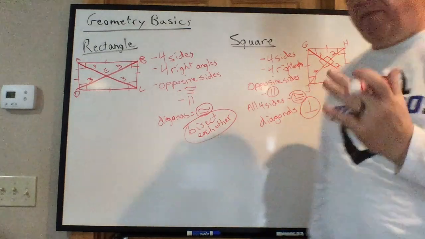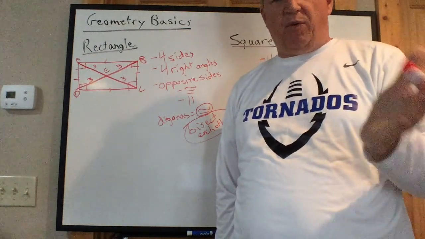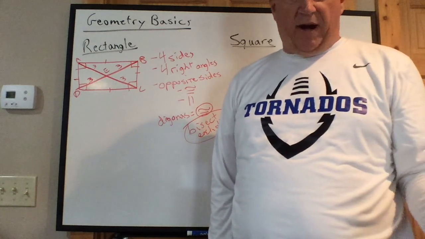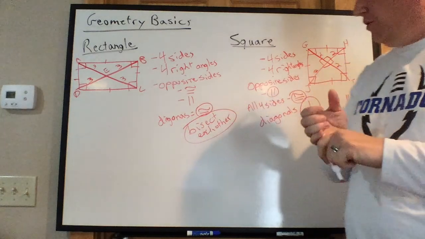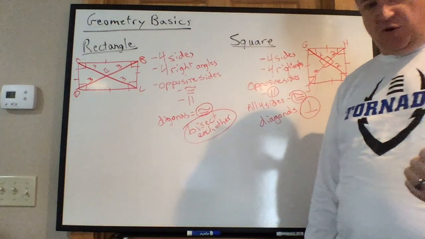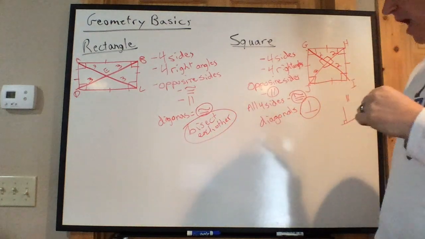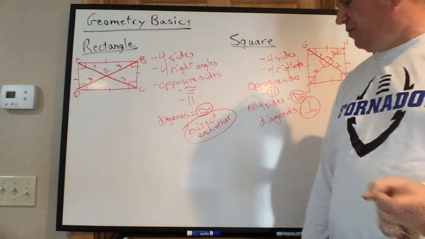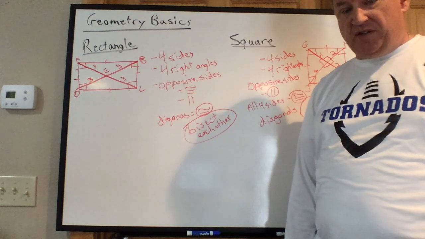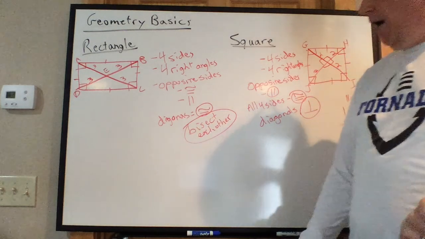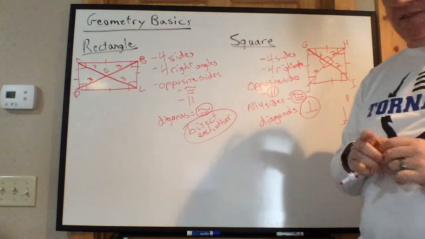So those are the main similarities and differences when we talk about rectangles and squares. Similarities: 4 sides, 4 right angles for both of them. Opposite sides are congruent and parallel. Our diagonals are congruent to each other in each of them. The diagonals bisect each other in each of them. But then we start talking about a couple of their differences.